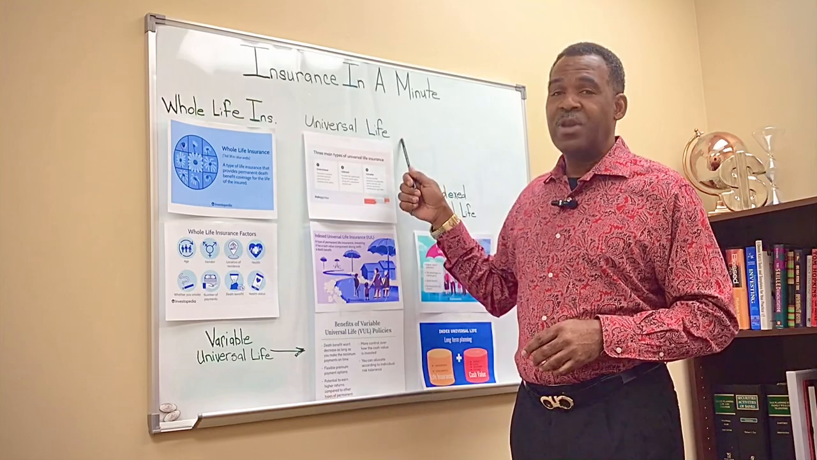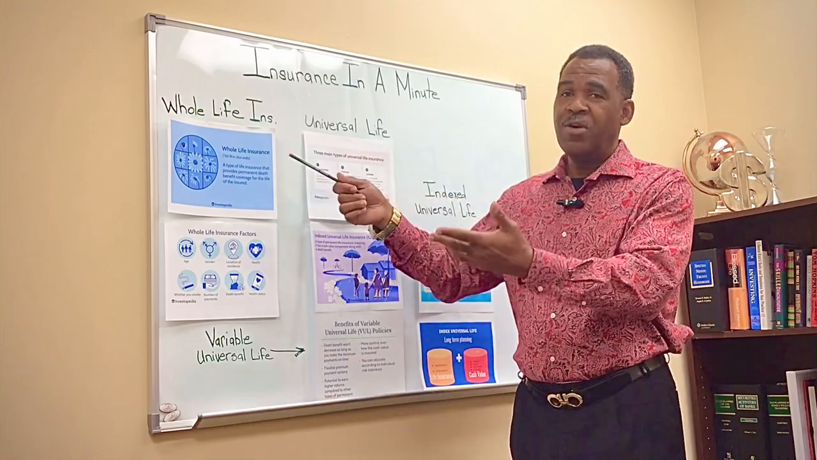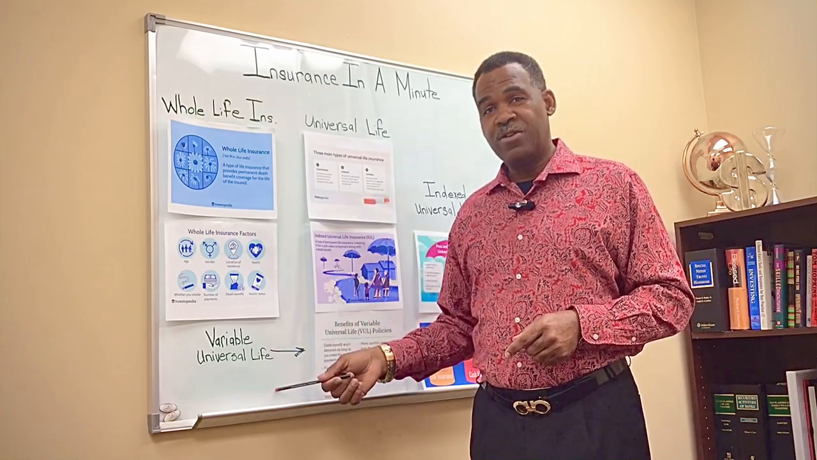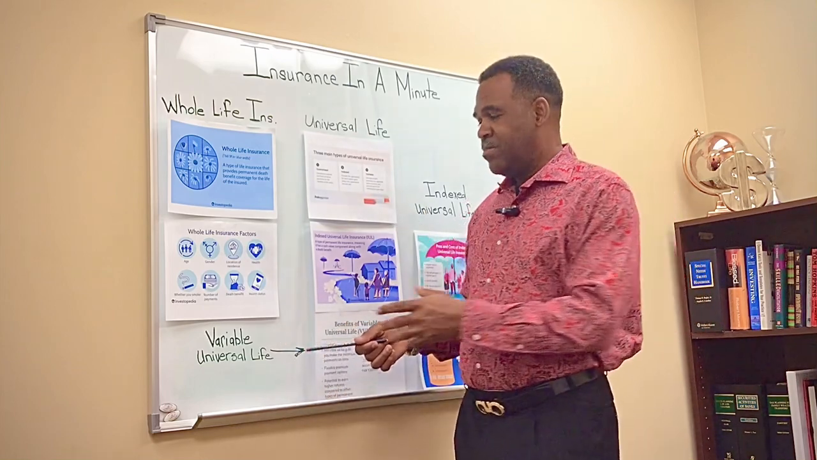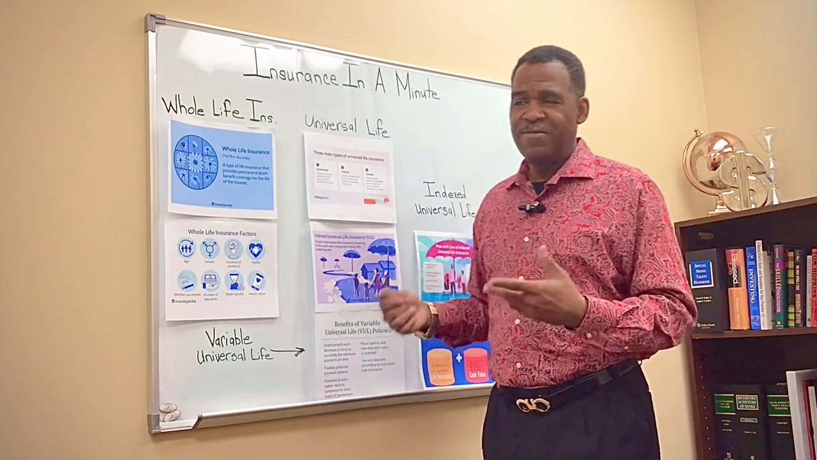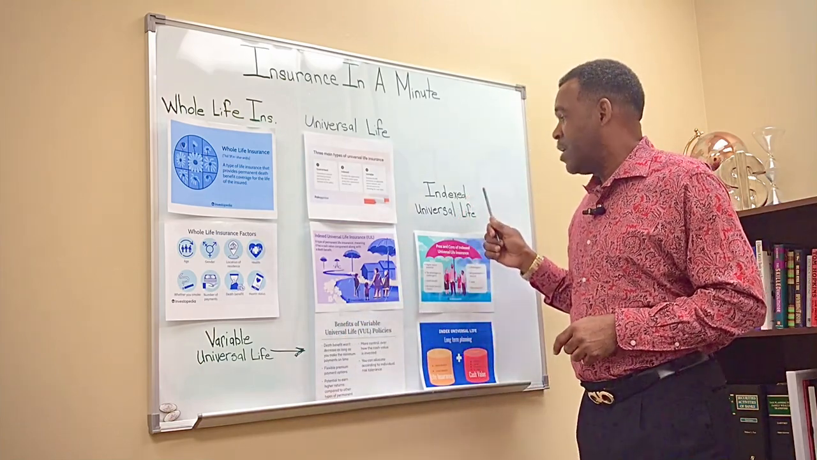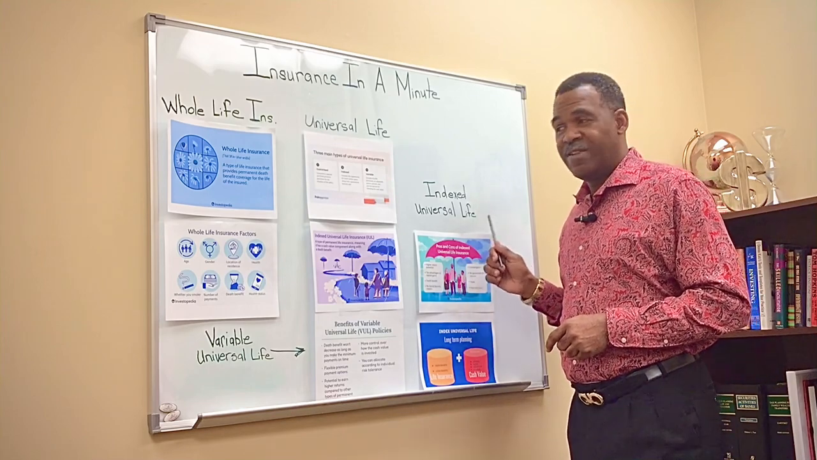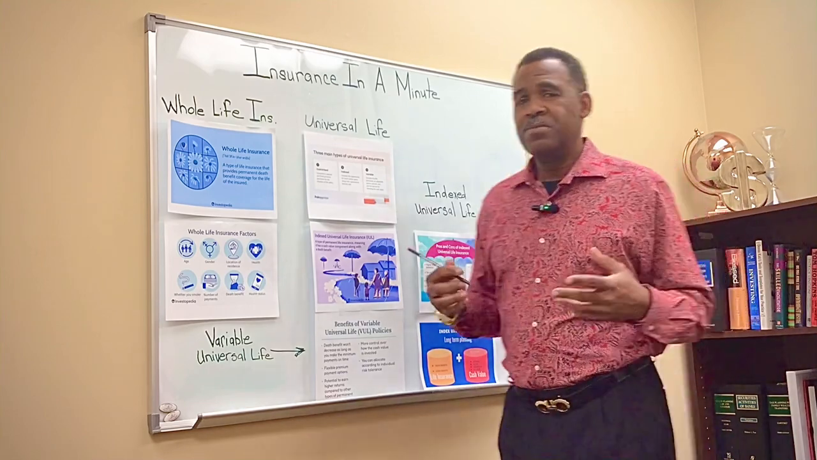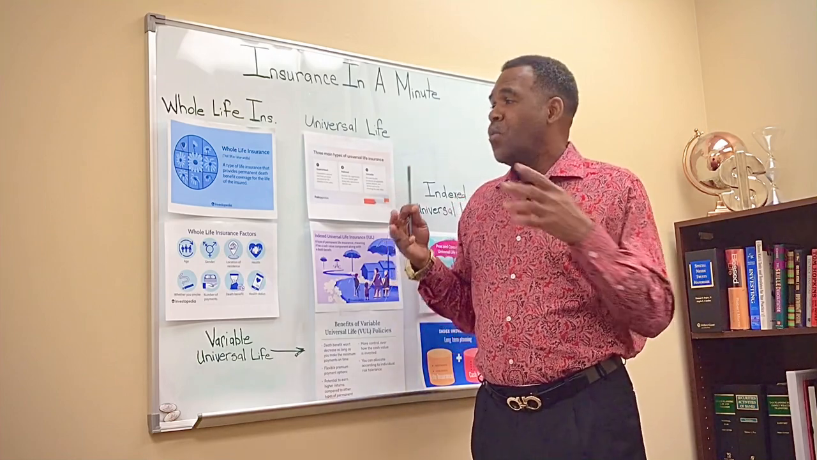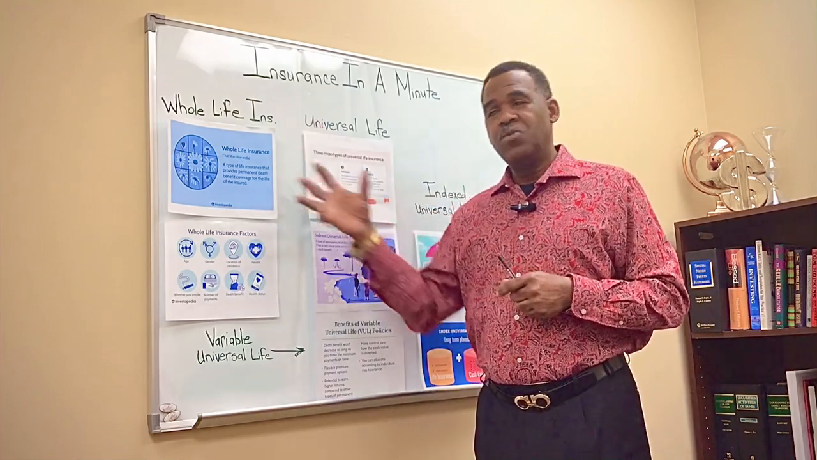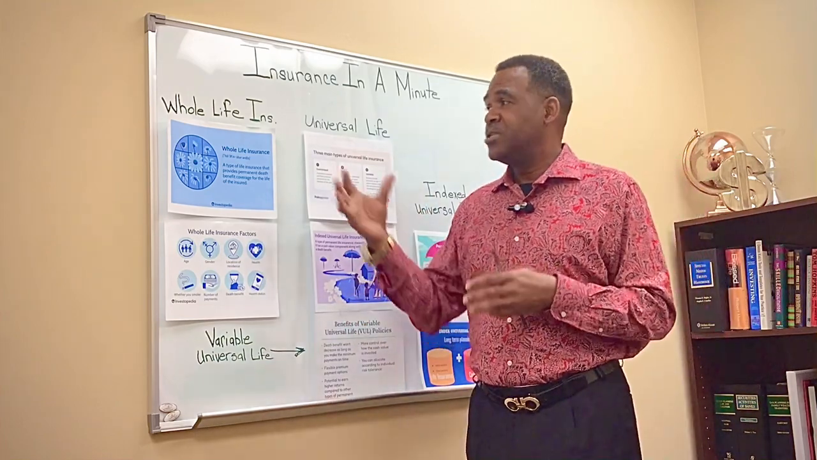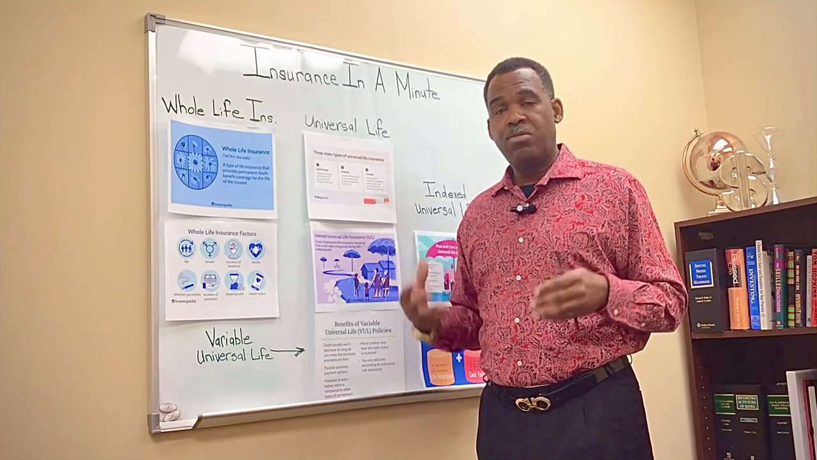We have universal life, which is a hybrid of whole life. And then from universal life, we have variable universal life. This is a mixture of mutual fund subaccounts that affects the cash value. And then we have the new kid on the block, index universal life insurance. And today, what I'm going to be talking about is when each one of these different universal life products is appropriate. Not so much the inner workings, but when is it appropriate?